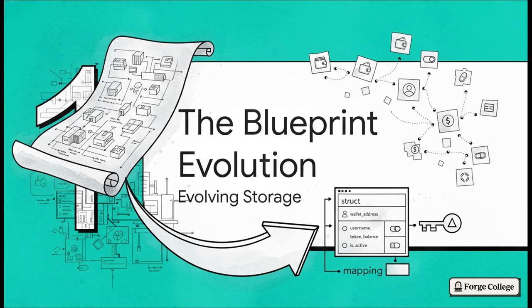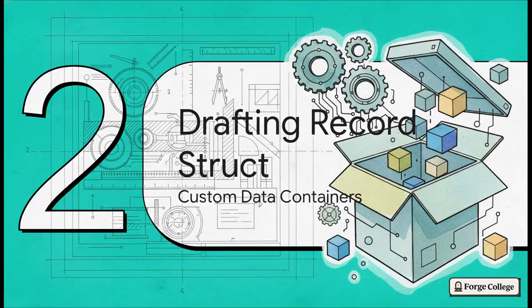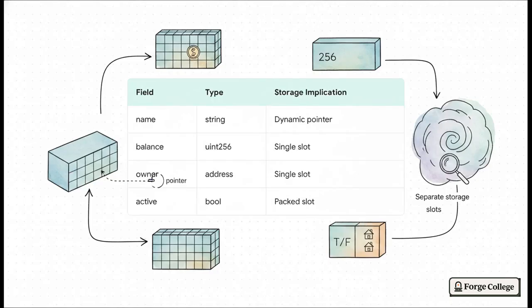All right, Section 1, the storage blueprint evolution. Evolving storage. Real-world Web3 applications require unified, complex data structures, not scattered data slots. Let's see how we actually build that. Moving on to Section 2, drafting the record struct, custom data containers. You can basically think of a struct in Solidity as your completely customizable container. You define exactly what goes inside the thing.